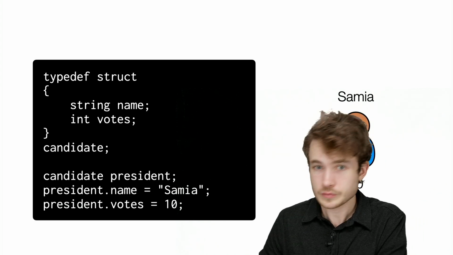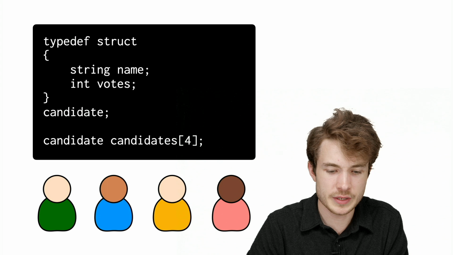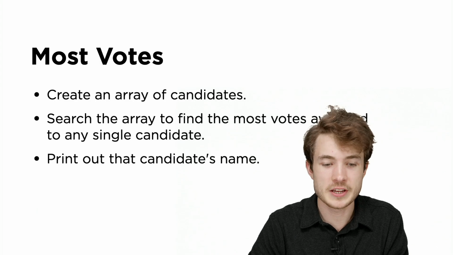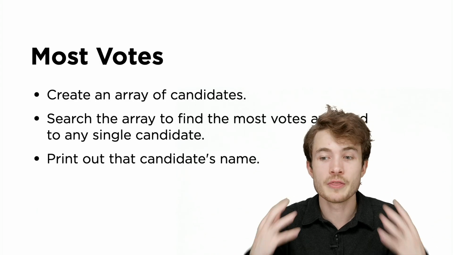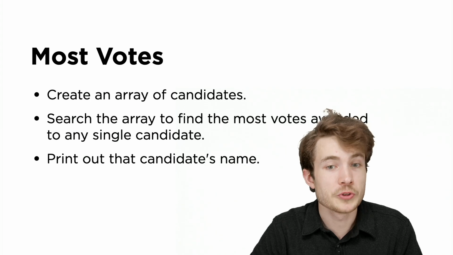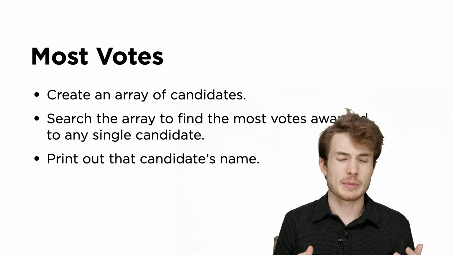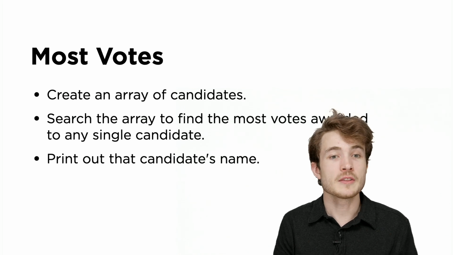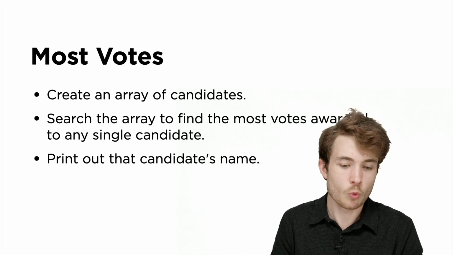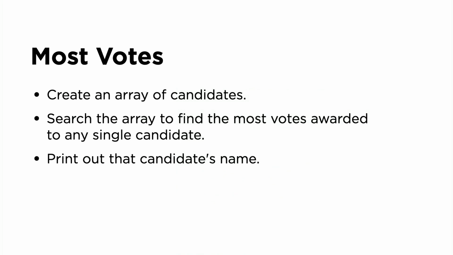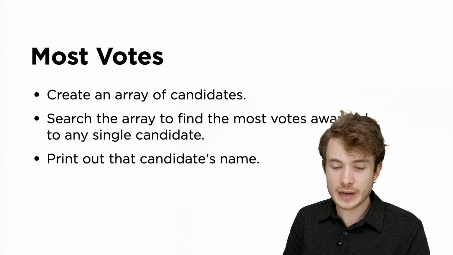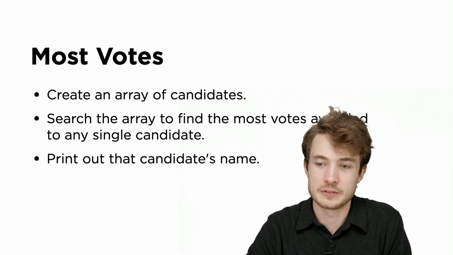So let's get some practice with this, and we'll have a task here, which is to find the candidate who's gotten the most votes. First we'll create an array of candidates, and we'll search the array, perhaps using linear search, to find the most votes awarded to any single candidate. Then, once we know that, we'll print out the candidate's name. Our goal here is to get some practice using the syntax of structs.